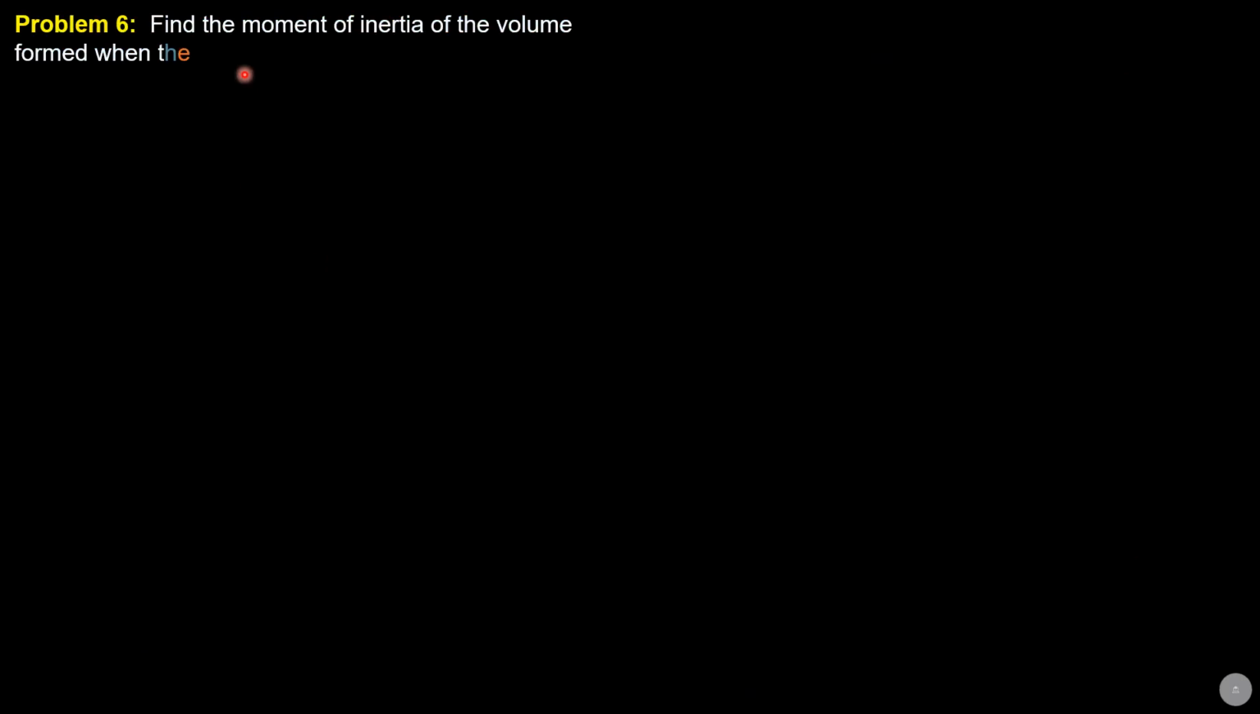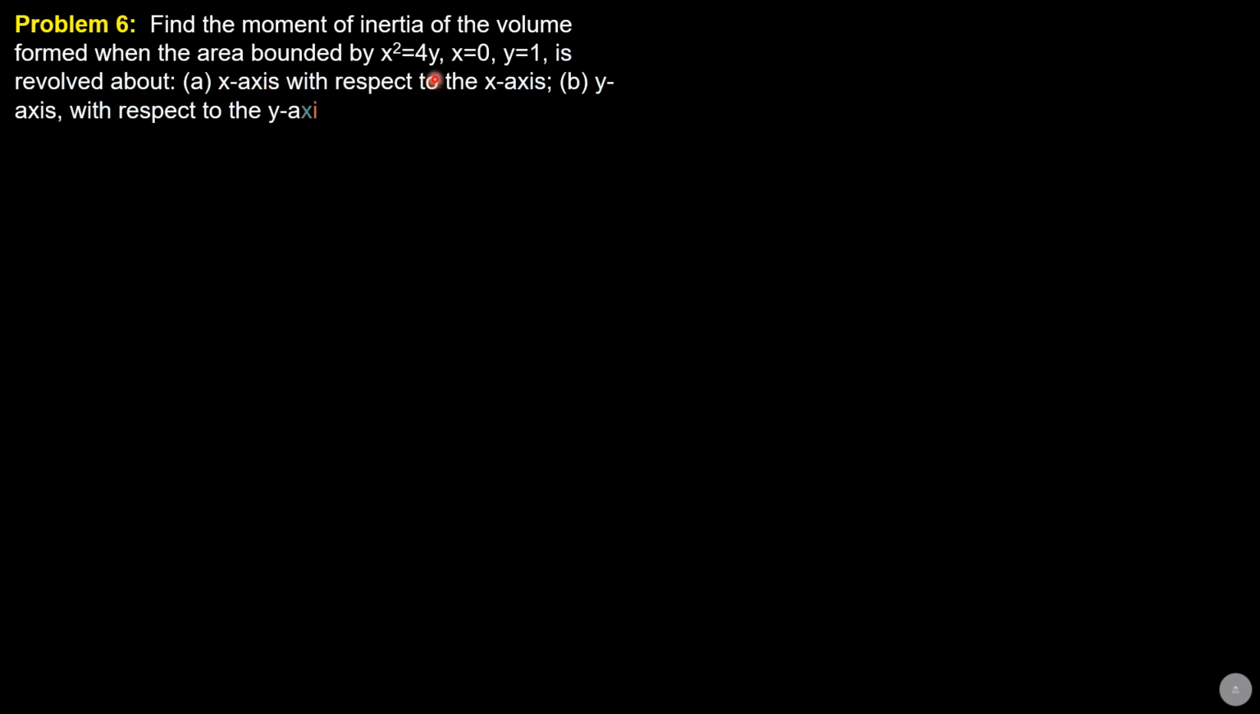Problem 6. Find the moment of inertia of the volume formed when the area bounded by x squared equals 4y, a parabola open upward with vertex at the origin, x equals 0, which is the y-axis, and y equals 1, a horizontal line 1 unit above the x-axis, is revolved about (A) the x-axis, with respect to the x-axis, (B) the y-axis, with respect to the y-axis, and (C) y equals 1, with respect to y equals 1. Solve in two ways again.